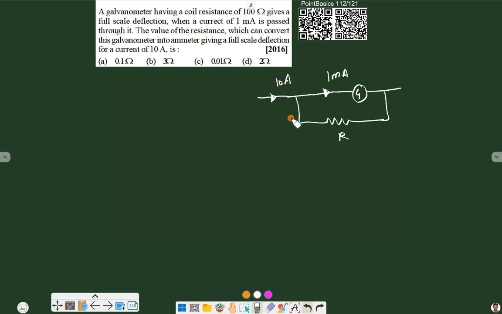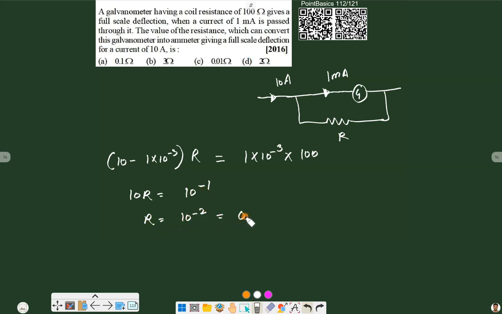So we can say the current flowing through this resistance R is (10 minus 1 milliampere), multiplied by its value. It is the potential drop across this resistor, that should be equal to the potential across the galvanometer, and that is 1 into 10 raised to power minus 3 into the galvanometer resistance, that is 100. So ignoring this value, as 1 milliampere is small compared to 10, 10R is equal to 10 raised to power minus 1, and R is equal to 10 raised to power minus 2, or 0.01 ohm. That is the final value here.